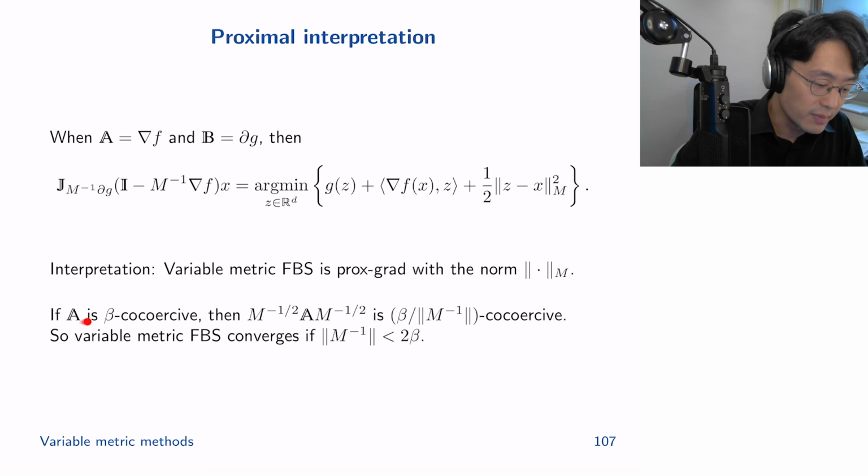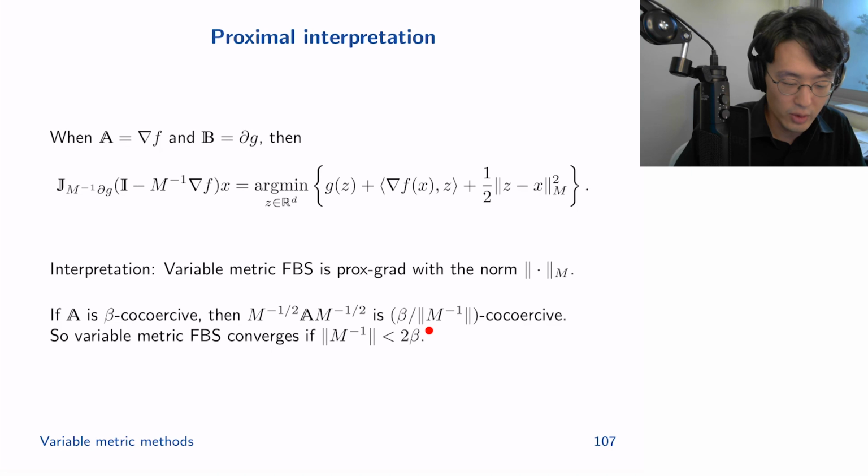If the operator A is beta cocoercive, then M to the minus 1/2, A, M to the minus 1/2 is beta over the norm of M inverse cocoercive. So the variable metric FBS converges if the metric M satisfies this condition. By the way, in our presentation of the variable metric PPM and the variable metric FBS, we do not have a separate step size, and that is because the metric matrix M absorbs the role that the step size alpha would take. So the matrix M contains the role of alpha.